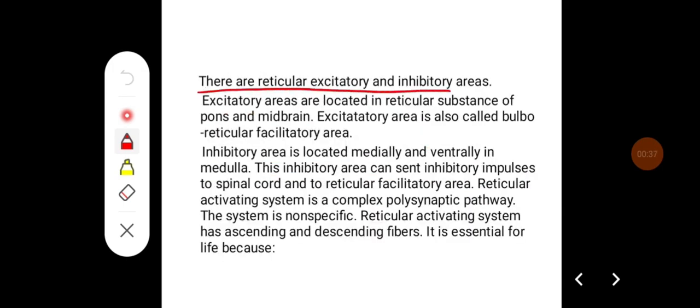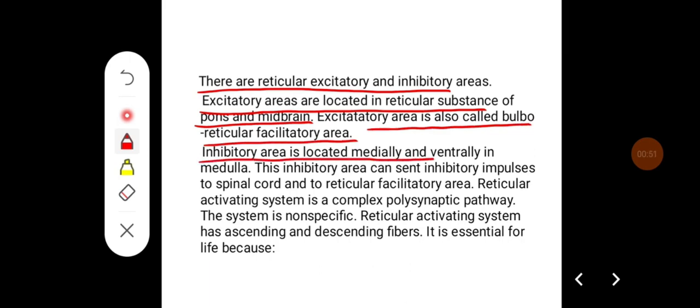There are reticular excitatory and inhibitory areas. Excitatory areas are located in the reticular substance of the pons and midbrain. The excitatory area is also called the bulboreticular facilitatory area. Inhibitory areas are located medially and ventrally in the medulla. This inhibitory area can send inhibitory impulses to the spinal cord and the reticular facilitatory area.